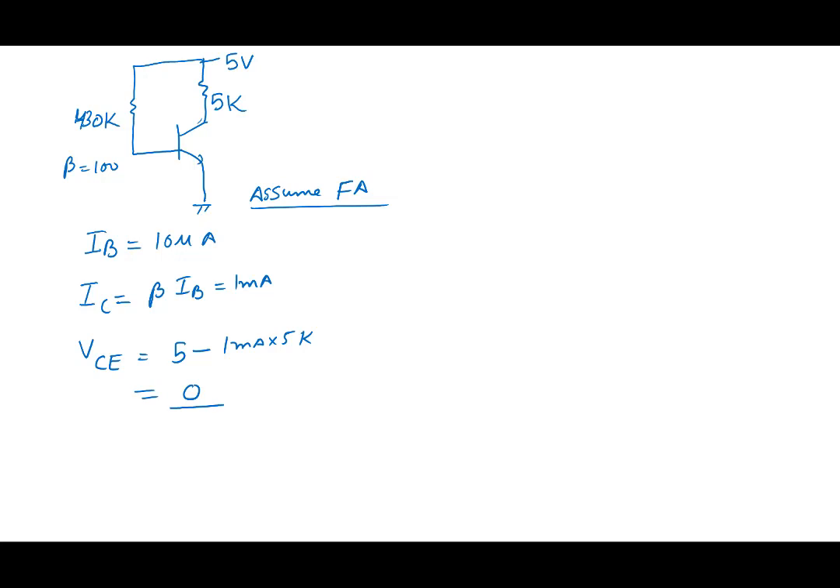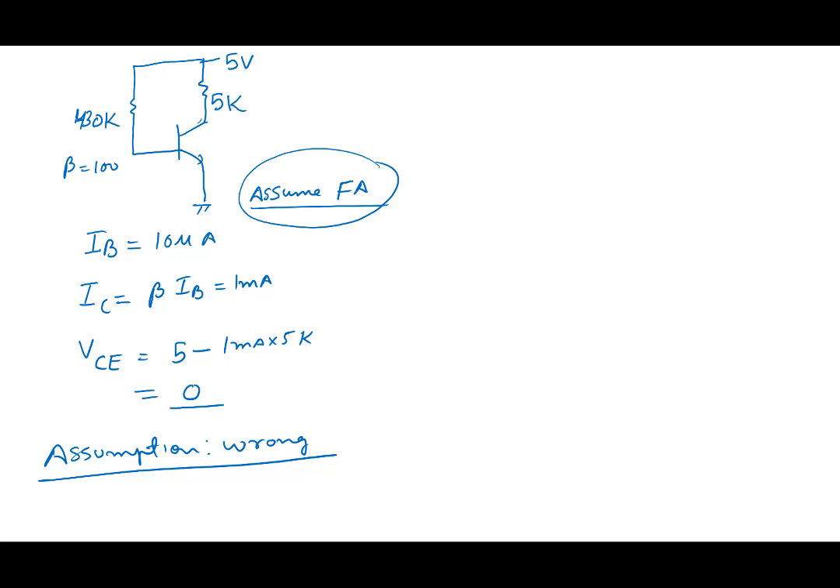What does it imply? VC is 0. The collector voltage comes out to be 0. It means it's no longer in forward active. So we say the assumption is wrong. But what are the choices that we have? It's either forward active or saturation. So it implies the transistor is in saturation.